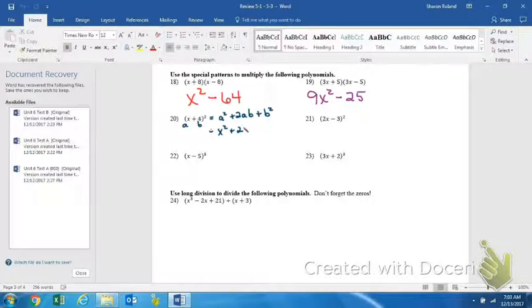A is x, and we're not writing b because we know b is 4. And so then this one is 4 squared. And so you just simplify it. This is x squared plus 8x plus 16.